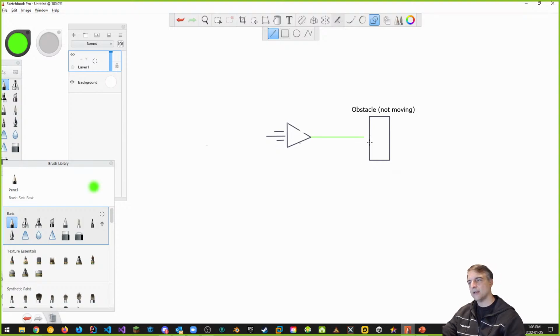If I have a single ray, then when the ray starts colliding with the obstacle, I know that I need to turn. Okay, that's the idea behind it.